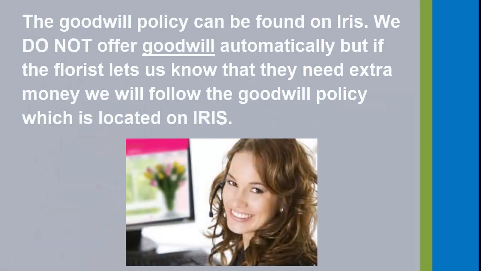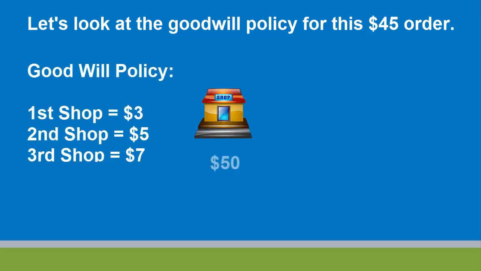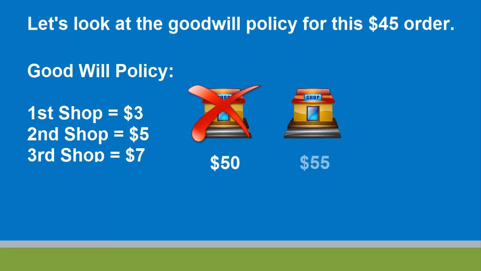The goodwill policy can always be found on IRIS. We do not offer goodwill automatically, but if the florist lets us know that they need extra money, we will follow the goodwill policy, which again can be located on IRIS. Let's look at the goodwill policy for this $45 order. The first shop says they need a total of $50 to fill the order. You would not be able to place the order for this shop because the policy says you can only offer $3 on the first call. The second shop needs a total of $55.